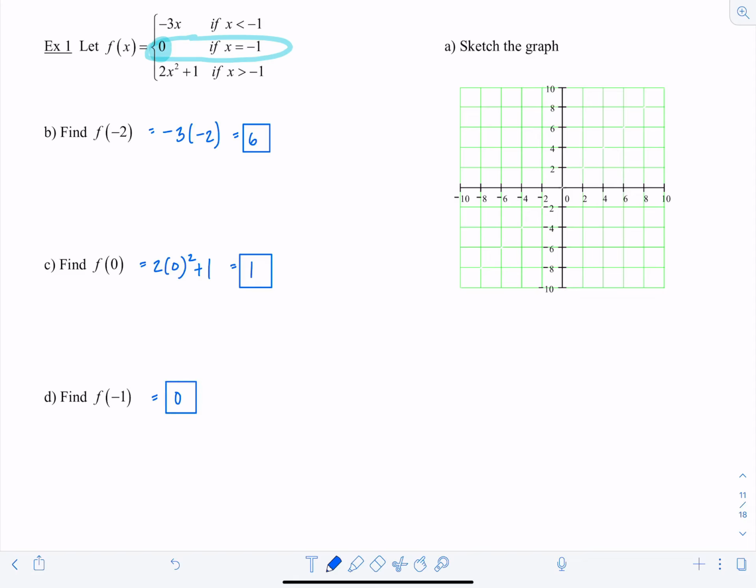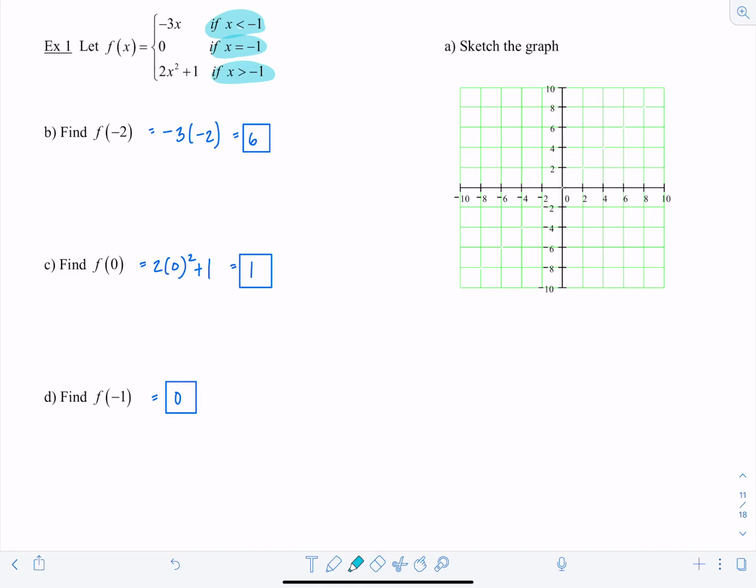So that's that. Now we're going to sketch the graph. You can put these points on the graph if you want. I'm going to show you how to make a table though. And when you set your table up, what you're going to have to do is identify where the domain splits. Okay, so the domain splits at -1.